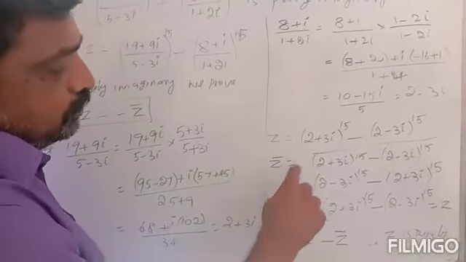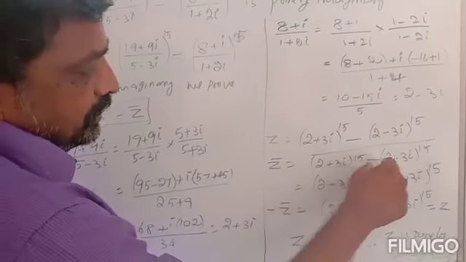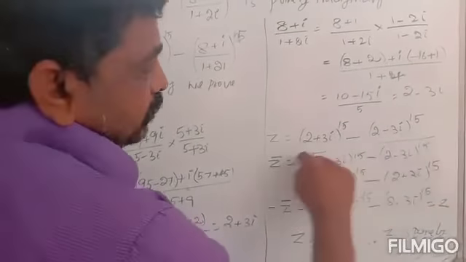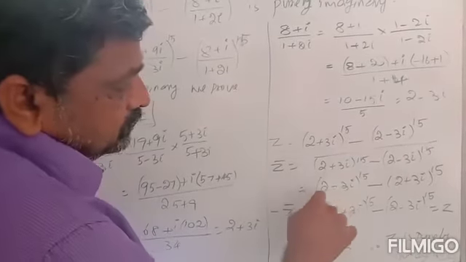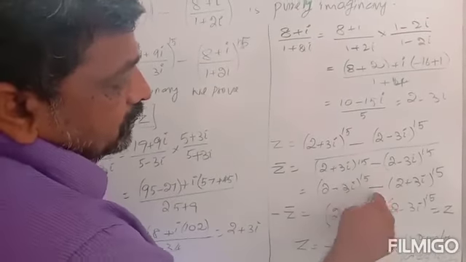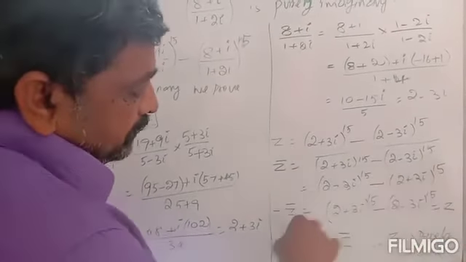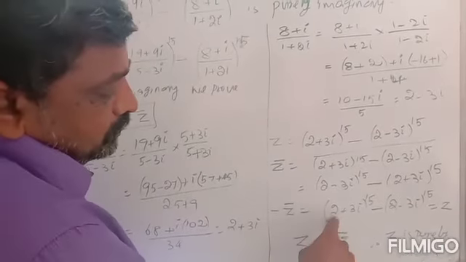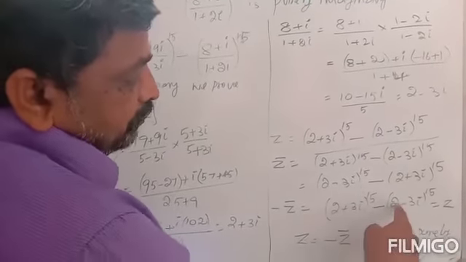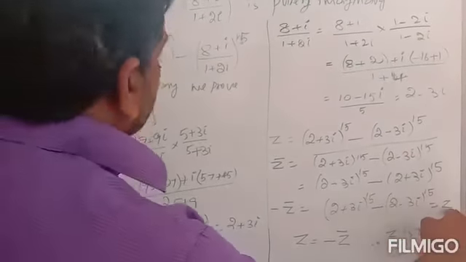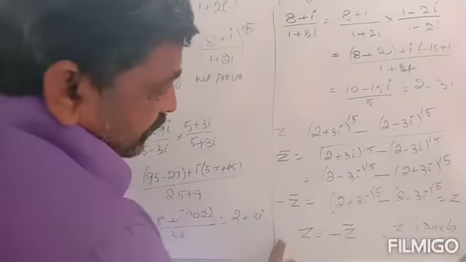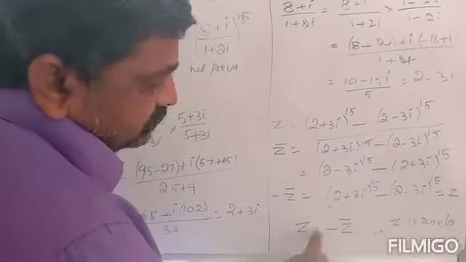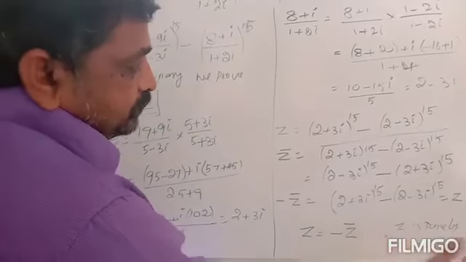So z bar is the bar of (2 + 3i)^15 − (2 − 3i)^15. We take the conjugate using the properties: (2 − 3i)^15 − (2 + 3i)^15. So −z bar is equal to (2 + 3i)^15 − (2 − 3i)^15, that is equal to z. So −z bar is equal to z, or z is equal to −z bar. So z is purely imaginary.